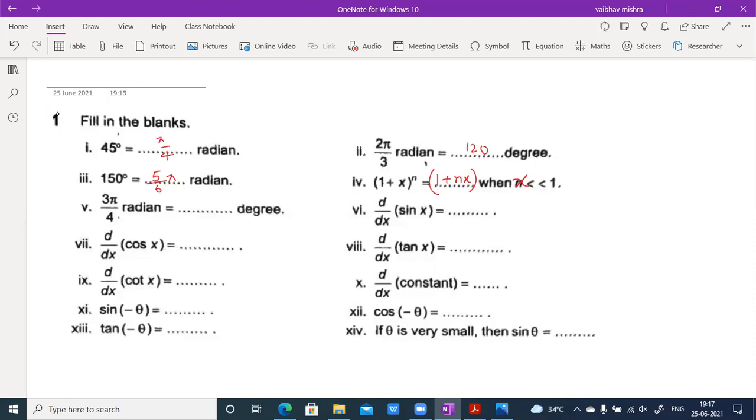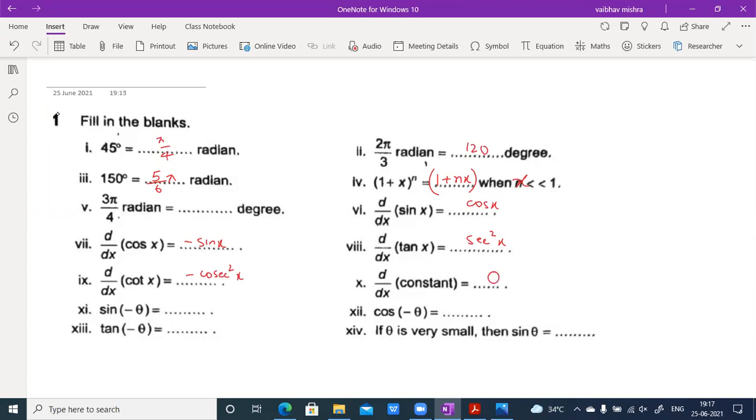Tell me the differentiation of sin x. Cos x. Minus sin x. Tan x is sin x differentiation. These are the standard formulas. Cos x is minus sin x. Tan x was sec square. Cot x is minus cosec square x. We probably did not do that, but okay. Differentiation of a constant is 0.